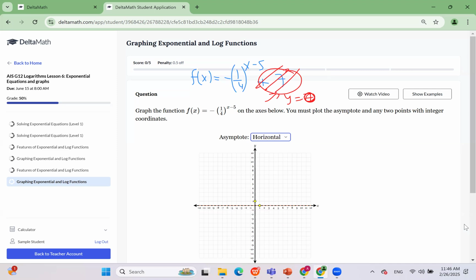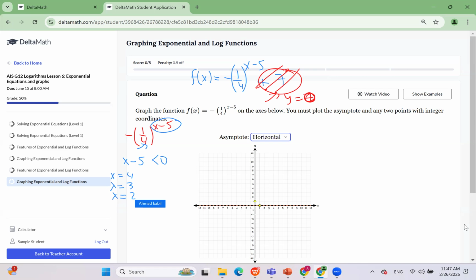And then you want to get 2 points that have integer coordinates. This just requires a bit of sense. So you have negative 1 over 4 power x minus 5. Since you have a fraction here, the only way that you get an integer is if this power equaled a negative number. So x minus 5 has to be less than 0 so that it flips and you get an integer rather than a fraction. So maybe try x equals 4, x equals 3, x equals 2.